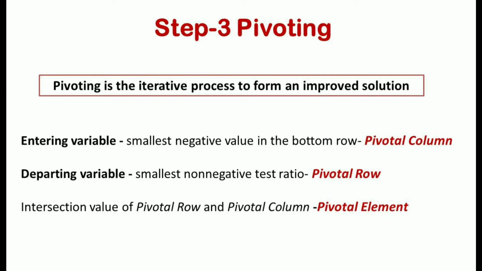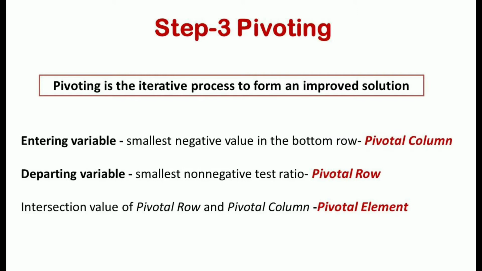When one variable is entering, then one of the current basic variables must leave. Otherwise we would have too many variables for the basic solution. So we call this the departing variable. The entering variable corresponds to the smallest or most negative entry in the bottom row of the tableau, or pick the smallest negative value in the bottom row. That column is marked as the pivot column.